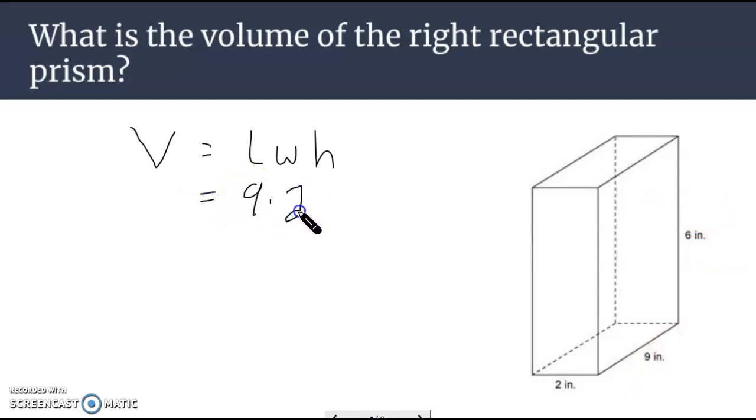So we just need to multiply those three together. 9 times 2 is 18. 18 times 6, 108. So we would say this as 108. We say cubic inches, or inches cubed.